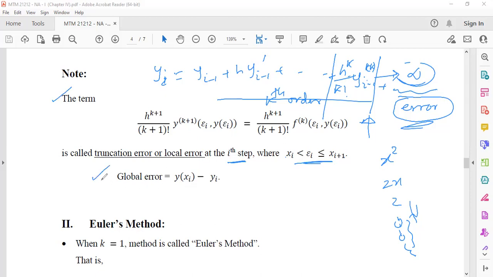You may have heard, or not, that there are two kinds of error we can talk about. Local error, which happens between the points we are looking at. For example, if I take the ith term, this is my I plus 1, this is my I. The error happening in between is called a local error. But what about the entire equation's error?